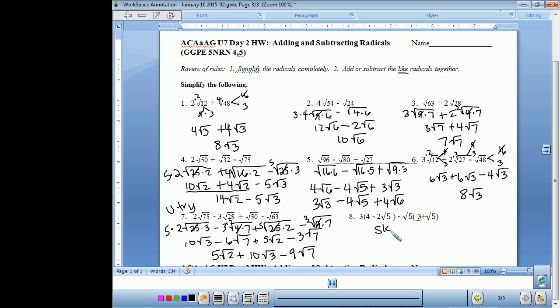We're going to skip number 8 for today. We don't have one like this. We don't need to skip this. Never mind. We can do this.